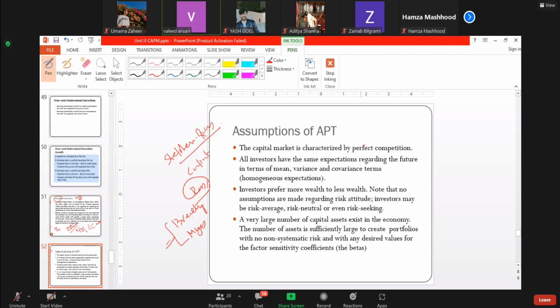So Stephen Ross was a professor at MIT. He has come out with this model, which is similar to CAPM. Behind any model, there are assumptions. If those assumptions are not valid, the model will not be valid.